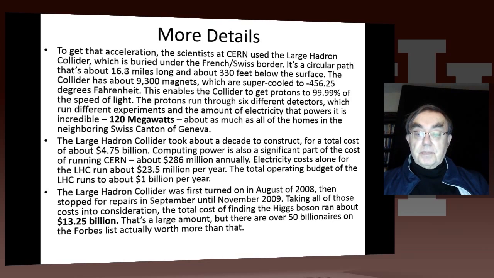And just running the computers is $286 million annually. And we pointed out just electrical power is a lot. And the total operating budget for the LHC is about $1 billion per year. So that's the actual accelerator. You also have to pay the experimentalists to run the experiment and to do the analysis, and I mentioned those numbers a little later on. It's about again the same general magnitude, $500 million per year.